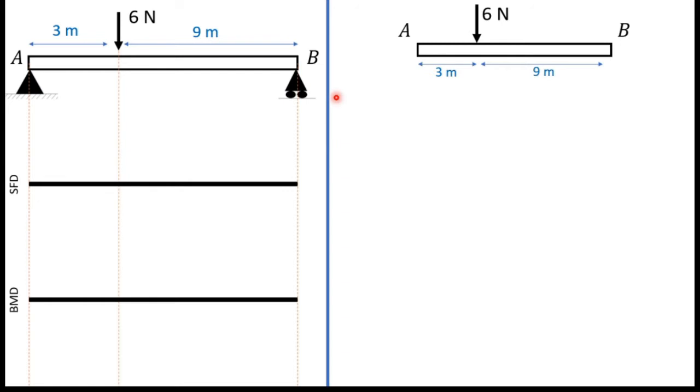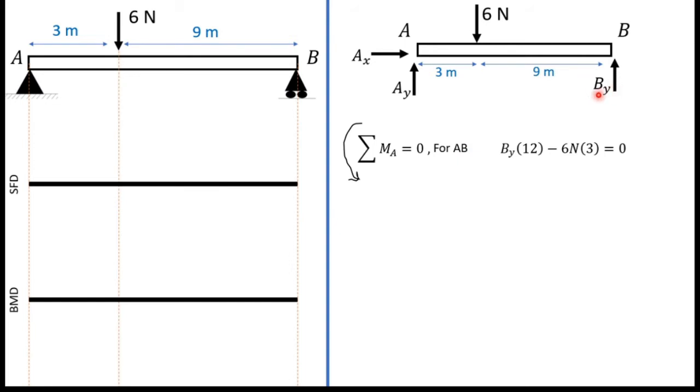For that I have to mark support reactions. If we have a pin support we mark two force components, and if we have a roller support we mark one vertical force component. Now we have to find the values of AX, AY and BY. First I am going to take the moment about A in the counterclockwise direction. If I take moment about A, I have to consider this 6 Newton force and this By force.